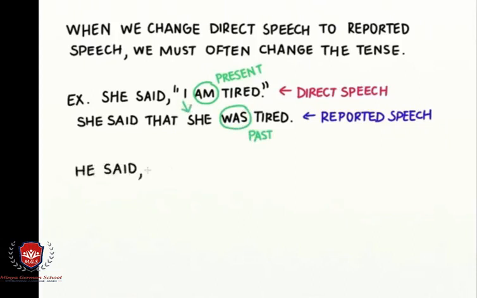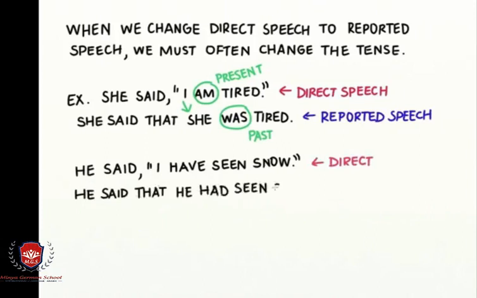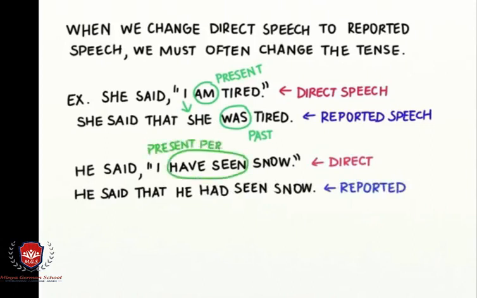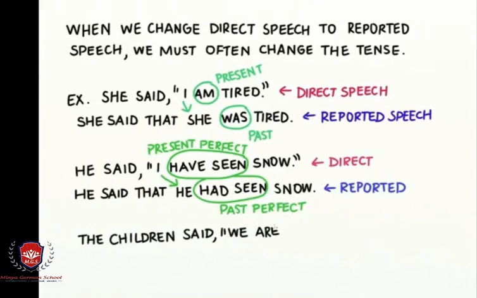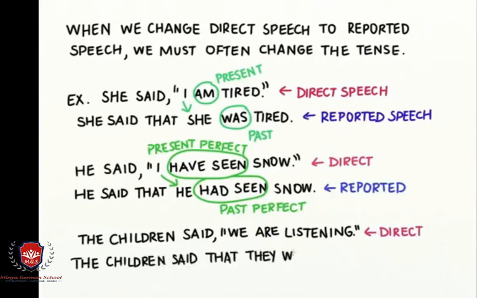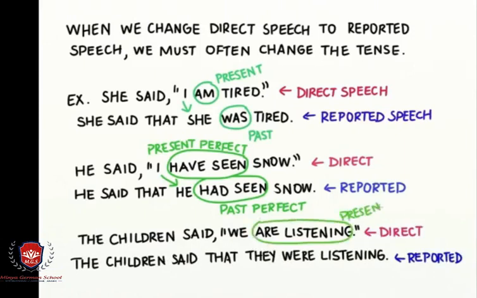Another example, he said, "I have seen snow." This is direct speech. In reported speech, we say, "He said that he has seen snow." Notice the present perfect changes to the past perfect. The children said, "We are listening." This is direct speech. The children said that they were listening. This is reported speech. Notice the present continuous changes to the past continuous.